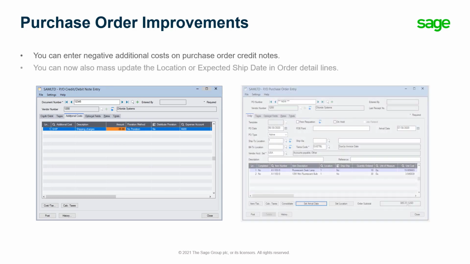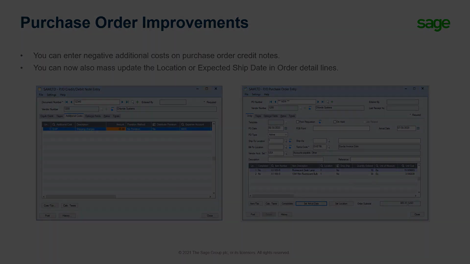In addition, you also now have a convenient option to set the expected arrival date and location for all details on a purchase order. Two new buttons are available on the Order tab of the PO purchase order entry screen: Set Arrival Date to set the expected arrival date for all details on a purchase order to be the same as the arrival date for the purchase order, and Set Location to set the location for all details on a purchase order to be the same as the Ship To location for the purchase order.